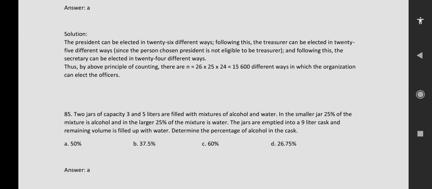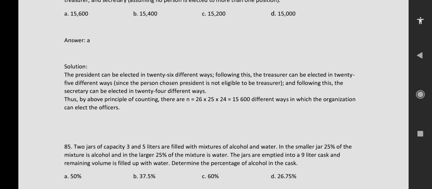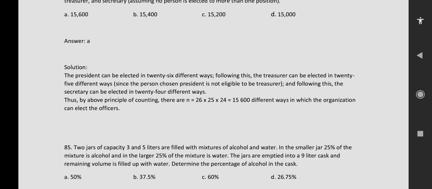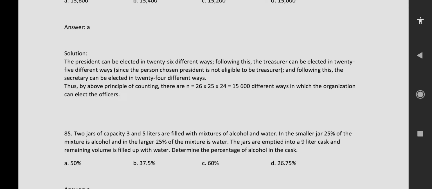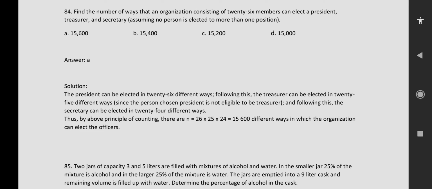Thus, by above principle of counting, there are n is equals to 26 times 25 times 24, or makuha mo dyan is 15,600 different ways in which the organization can elect the officers. So, ganon lang siya kasimple. Dokspa mo tong tanong na to, sagot dito ay letter A, 15,600.